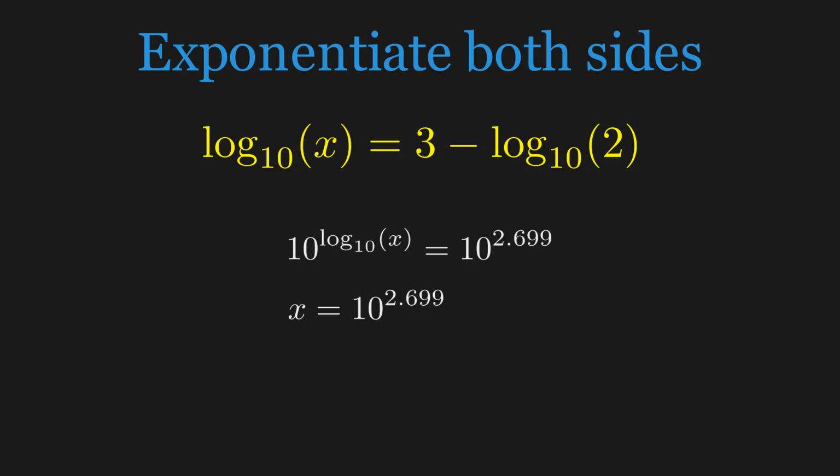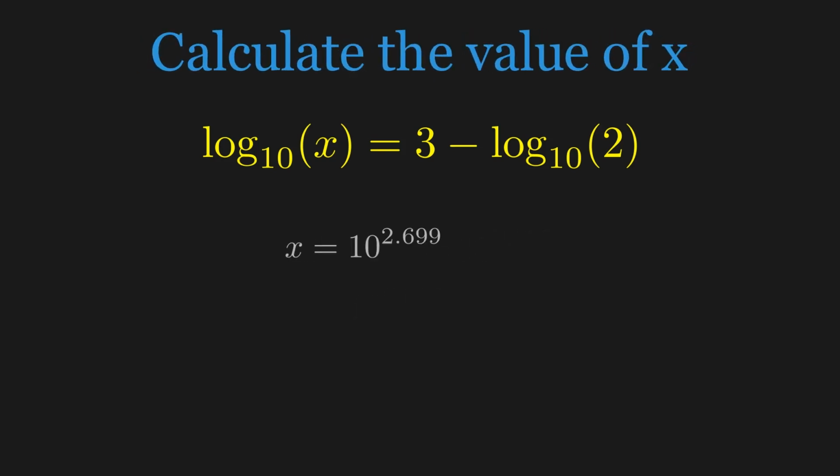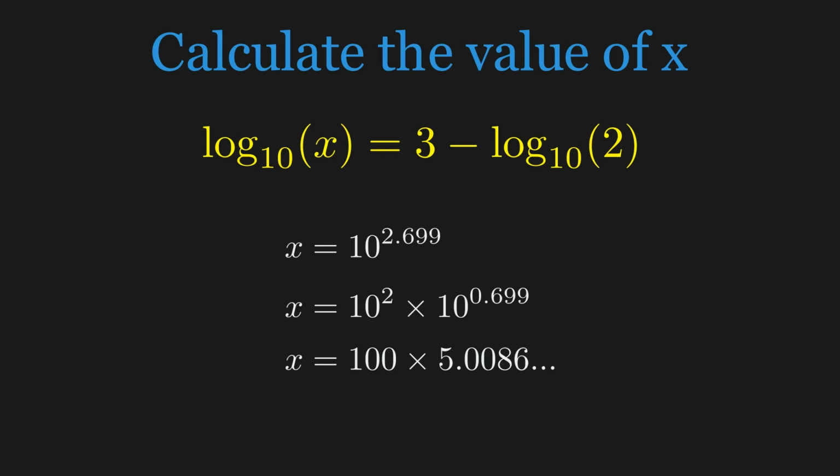On the right side, we have 10 to the power of 2.699. Our equation is now x equals 10 raised to the power of 2.699. Now, let's calculate the value of x. We can break this down further, as 10 raised to the power of 2.699 is the same as 10 squared times 10 raised to the power of 0.699. After solving this, we found the value of x, which is approximately 500.86.